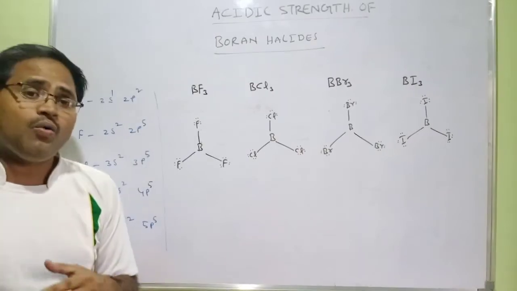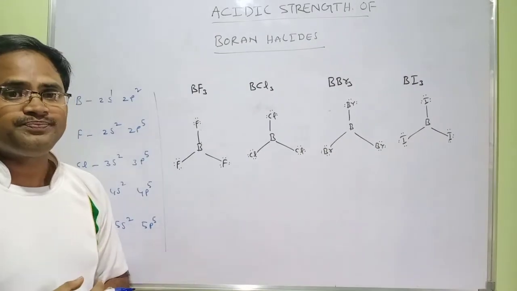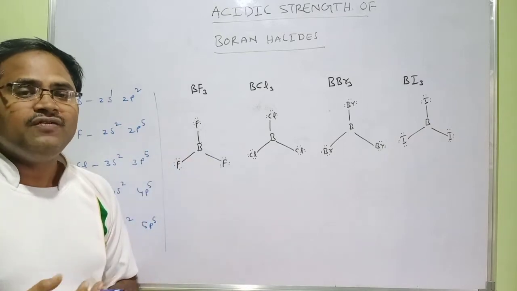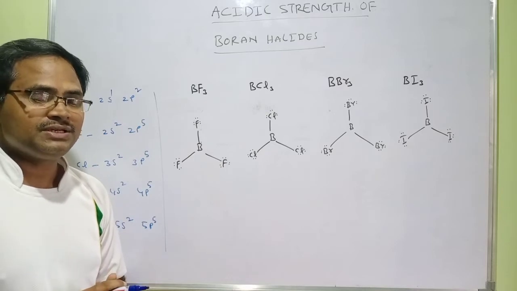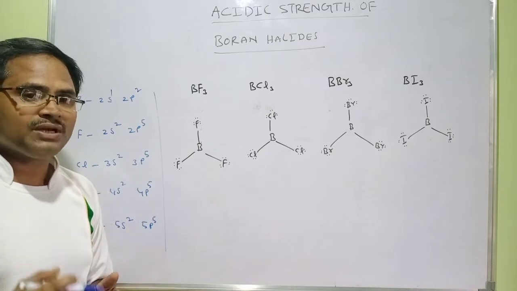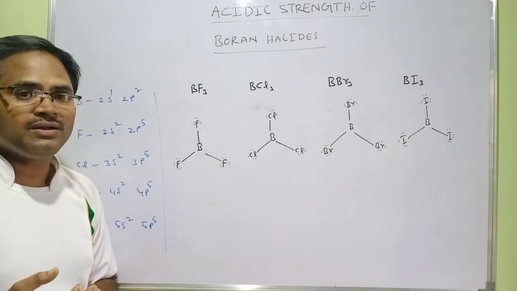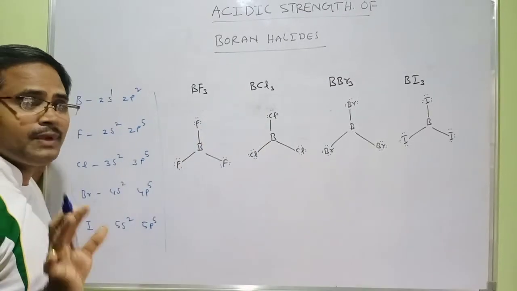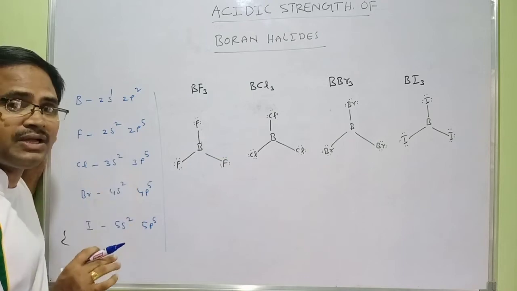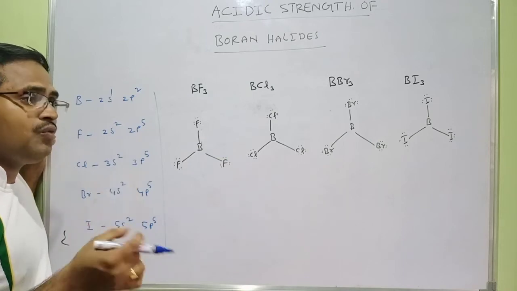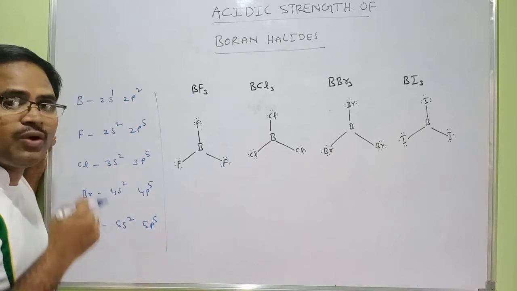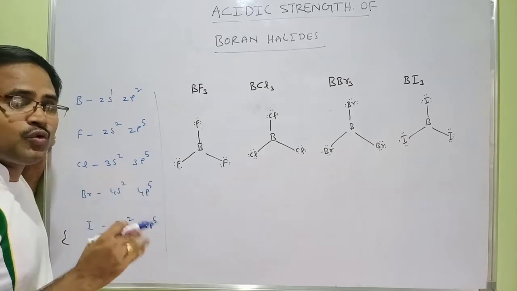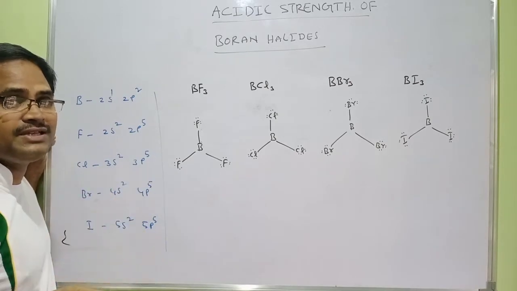Now how are we going to predict the acidic strength of these acids, and which one is a strong Lewis acid and which one is a weak Lewis acid? We know that electron deficient compounds are Lewis acids and electron rich compounds are Lewis bases. Everywhere boron has an empty orbital, therefore boron halides are Lewis acids. Now which one is strong and which one is weak, that's what we have to compare now. This comparison is very important. Regarding this, questions have been given in previous NEET and IIT JEE exams.